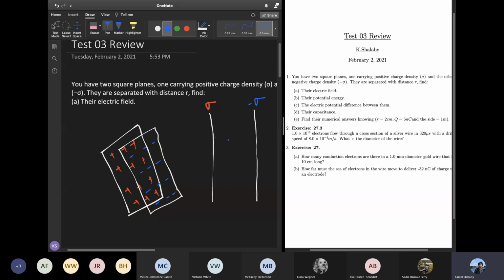So the first question is, we want to find what's the electric field between them. So first question, where would the electric field point? What's the direction to the electric field? Is it going to be to the right or to the left? Would it be to the right? Yes, indeed.